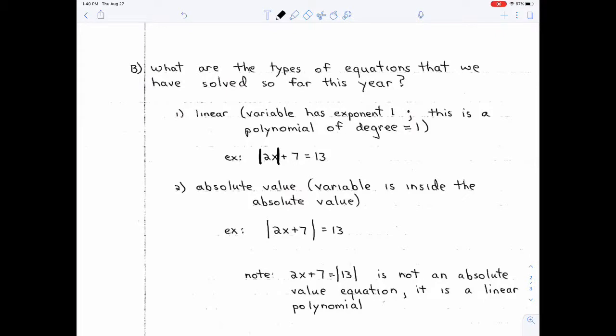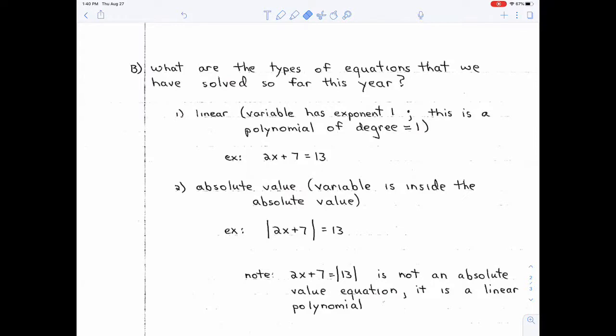Okay, if it had an absolute value around it, that would not be a linear equation. That would be an absolute value equation. If it had an absolute value just around the 2, or if it had a radical just over the 2, then it would still be a linear equation. Okay? Now, again, linear does not mean makes a line.